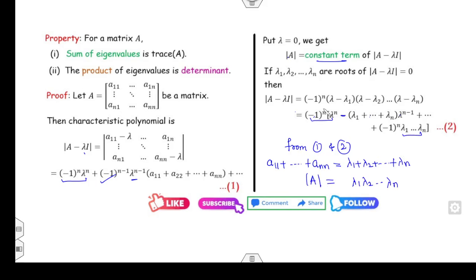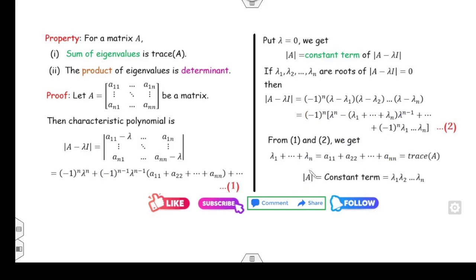Why? Because if you multiply this value with the minus 1, it becomes minus 1 raised to power 2n, which is always 1. So what you observe is that the sum of the eigenvalues is the trace of the matrix, and the product of the eigenvalues is the determinant of the matrix.